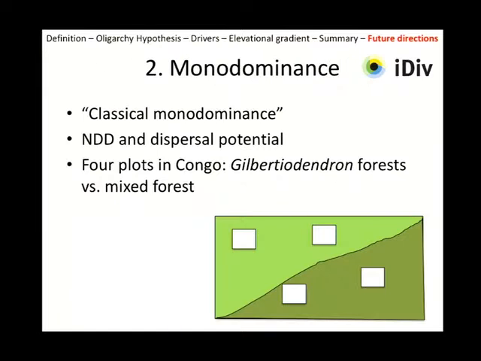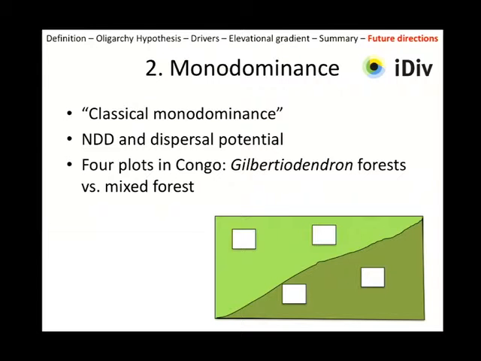The second project is a collaboration with the German Center for Integrative Biodiversity Research, iDiv. It's a working group trying to explain monodominance in tropical forests. Classical monodominance is the coexistence in the same landscape of a mixed tropical forest with many, many species and patches of monodominated stands, where 60% or more of the individuals belong to a single species.